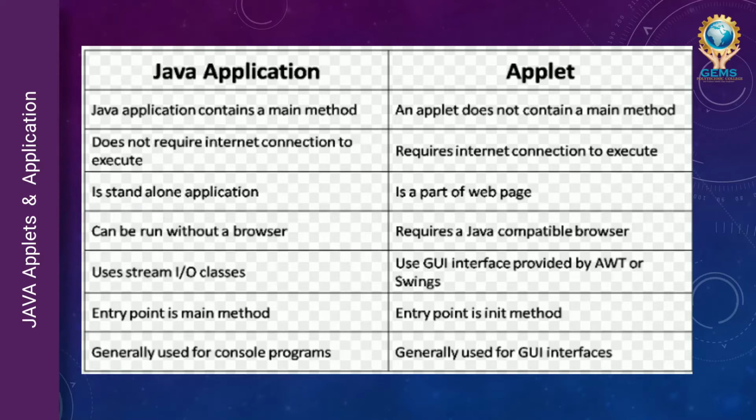A Java application uses stream IO classes. An applet uses the graphical user interface provided by the Abstract Window Toolkit or Swing. The entry point of a Java application is the main method. The entry point of an applet is the init method. Applet follows the init method and Java follows the main method. Java applications are generally used for console programs, while applets are generally used for graphical user interfaces.